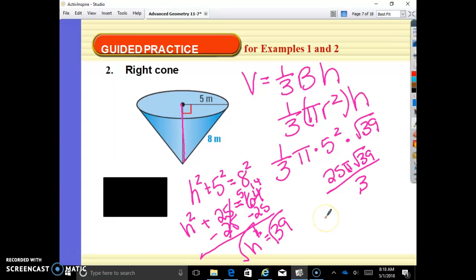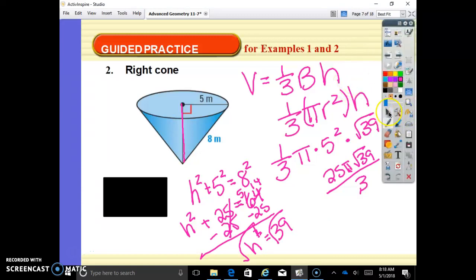It's an ugly answer. Let's see what it is as a decimal. Square root of 39 times 25 divided by 3, times pi, I got 163.49.